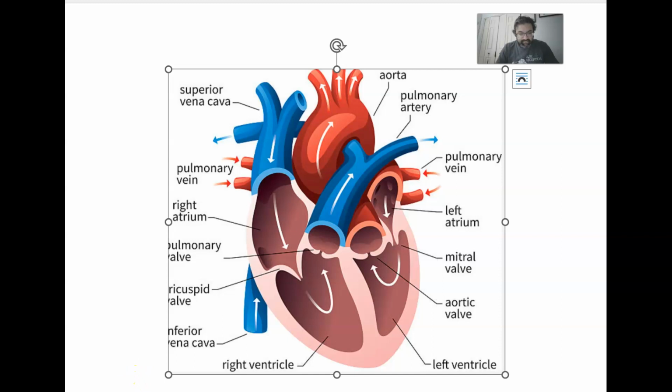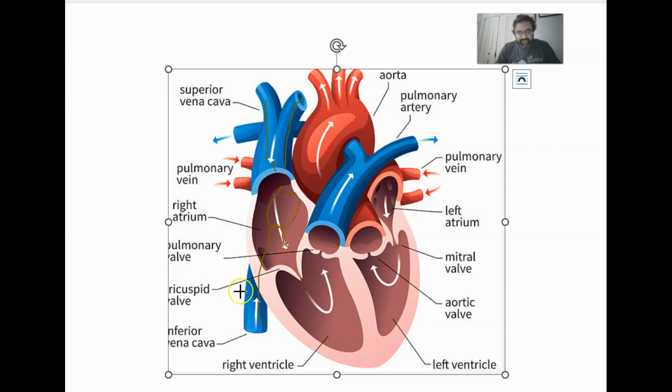So let me draw that for a second. So for those of you listening to this, you'll know what this is. So the deoxygenated blood is going in and going into the right atrium. So this deoxygenated blood is coming from the superior and inferior vena cava. And then it enters into the right atrium.